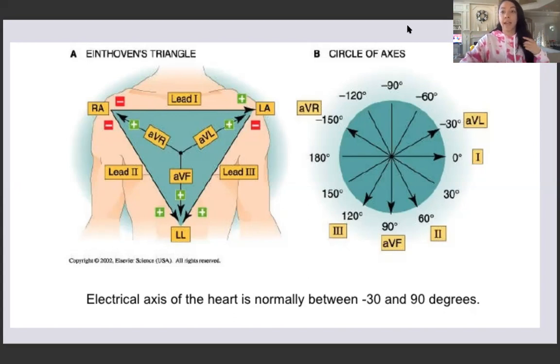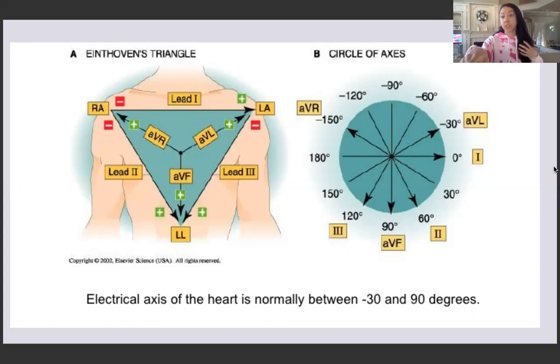And if you look at some of the degrees you want to pay attention to, lead 1 on the axis is at 0 degrees, lead 2 is at 60, AVF is 90, and lead 3 is at 120, okay? So remember, those are coming out and those are going in directions. So we're looking at where the direction of depolarization is going. That's what all this stuff is actually telling us, okay?